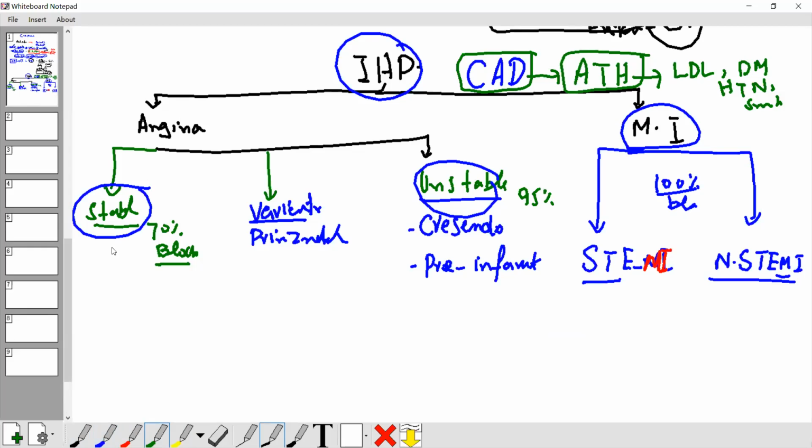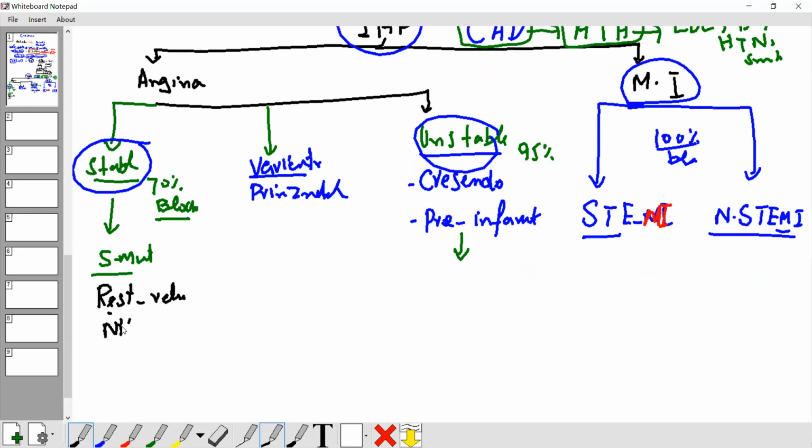In stable angina, the person has pain for just 5 minutes, and this pain is relieved by rest. Another thing, we put nitroglycerin under the tongue. If it is unstable angina, that pain now goes on for 10 to 15 minutes.